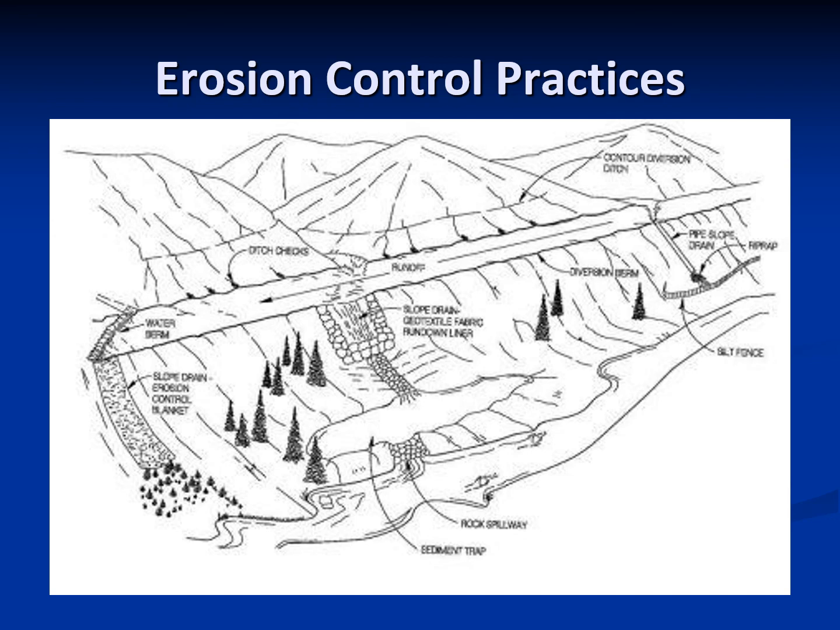We have a diversion berm helping to move water into these catchments. We have contour diversion ditches to help move water across slopes. And over the road, we have water moved into a pipe slope drain that moves the water through riprap and a silt fence.